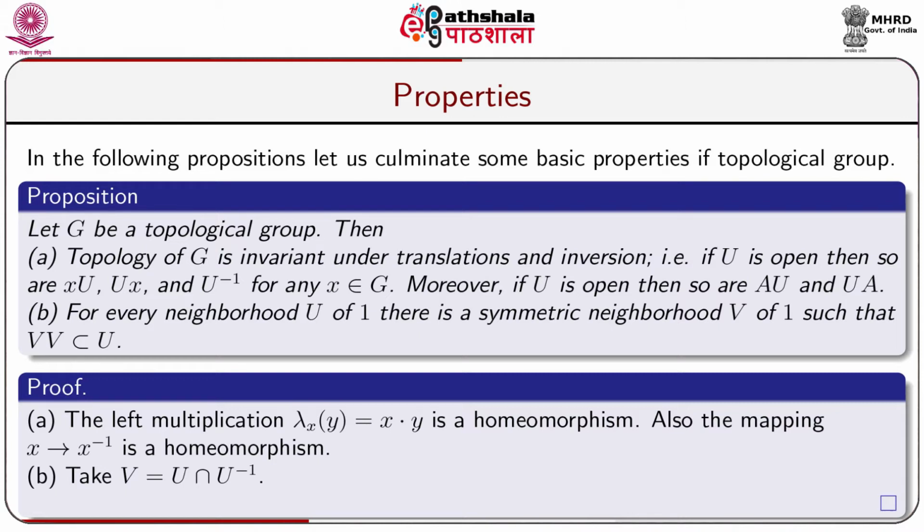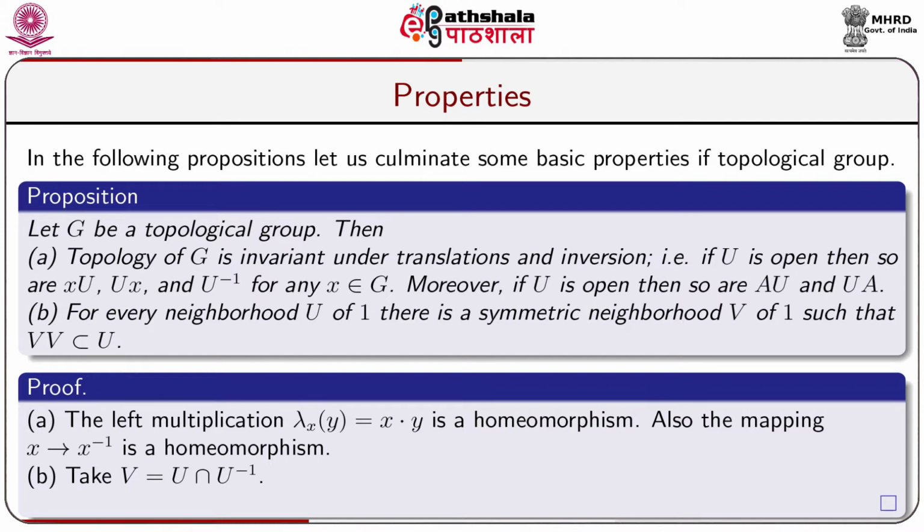Now, to prove that AU is open for any subset A of G, it is sufficient to show that AU is equal to the union of small a times U, where small a runs over capital A. Now, each small a times U is an open set and an arbitrary union of open sets is open. So, AU is open for any subset A of G. Similarly, we can say that UA is also an open set.